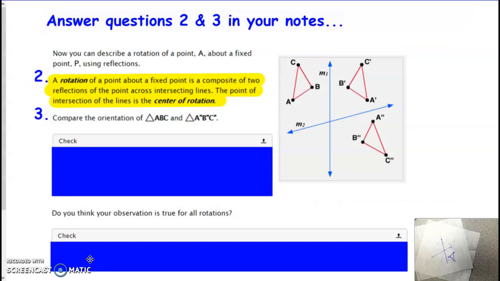All right, so we know in our notes that a rotation of a point about a fixed point is the composition of the reflection, and it's of intersecting lines instead of parallel lines this time. Okay, and the point that you're rotating around is what we call the center of rotation.